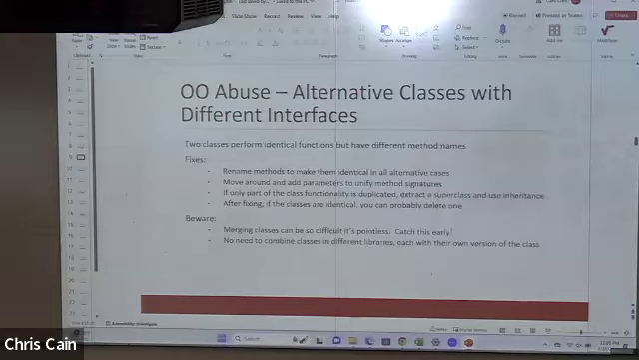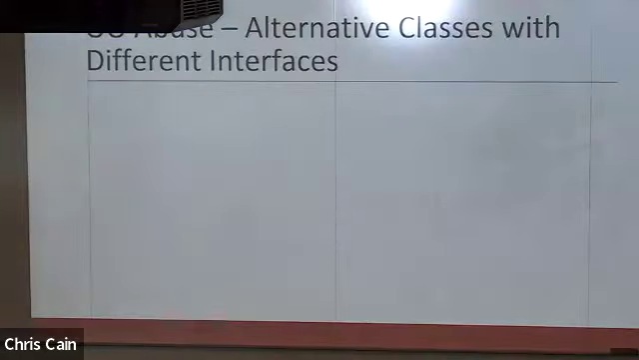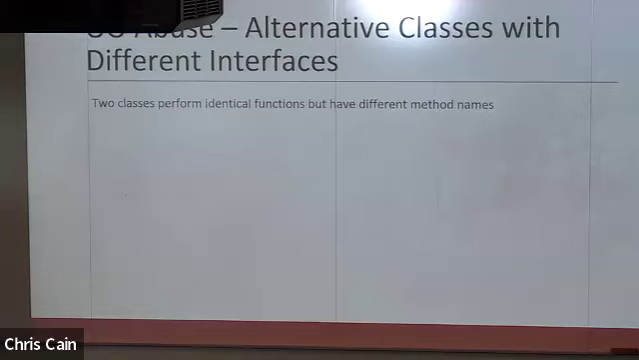Now we're going to go into OO abuse. So alternative classes with different interfaces. This is a mouthful, but you can think that you have 2 separate classes that perform the same task, but have different method names for that same task. So 2 different objects doing the same thing and calling them different things in those different classes.